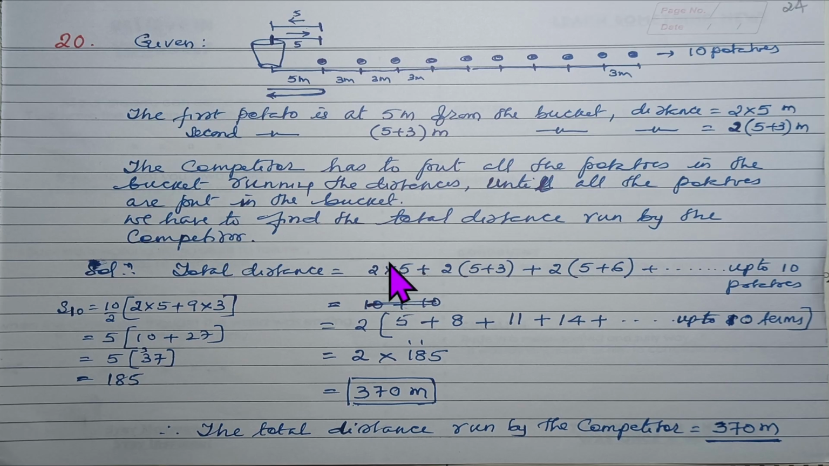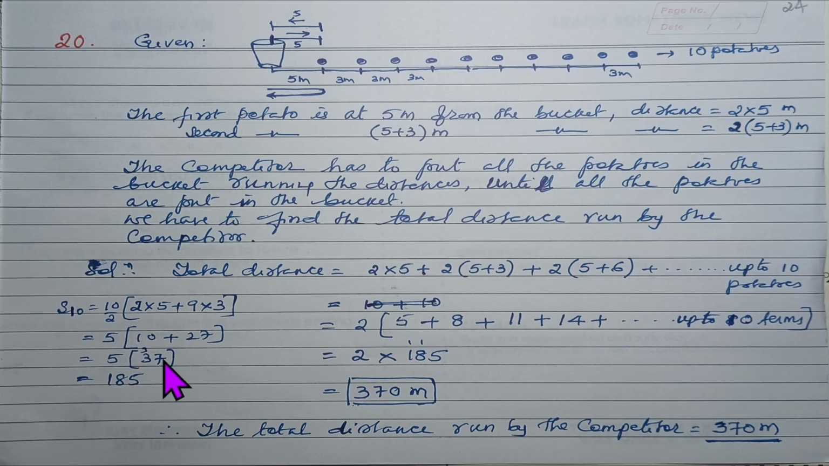Now the total distance will be 2 into 5 plus 2 in the bracket 5 plus 3 plus 2 in the bracket 5 plus 6, because the second potato will be at 6 meters, and so on up to 10 potatoes. That means here 2 is common, taking 2 outside, we have 5 here, plus 5 plus 3 is 8, 5 plus 6 is 11 and 14 and so on up to 10 terms. Now adding these values 5 plus 8 and all that, we get 185. So it will be 2 into 185.